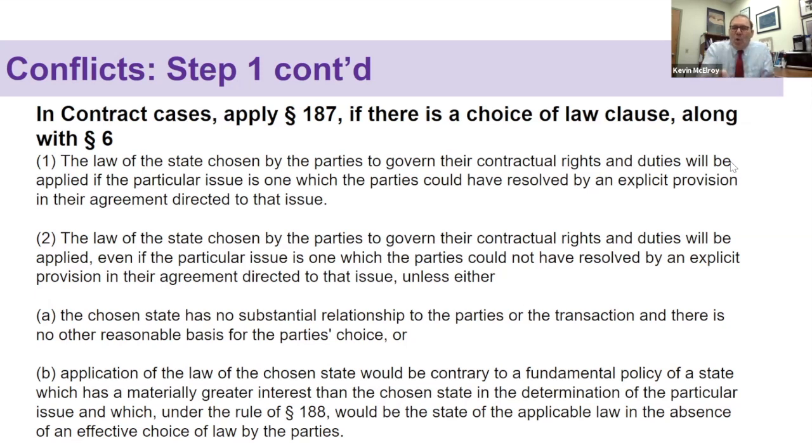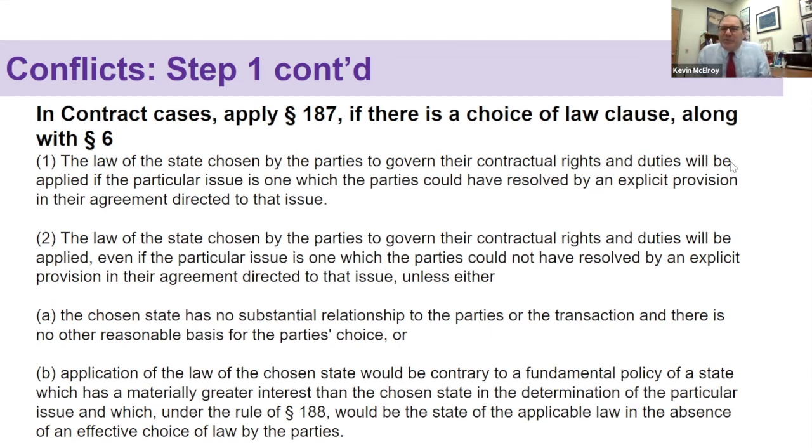Okay? Or, just to be one or the other, the application of the law of the chosen state would be contrary to a fundamental policy of a state which has a materially greater interest than the chosen state. So where everything's happening in Kentucky and Tennessee, they both have a materially greater interest than the state of Washington, where nothing's happening, nobody's from, the commerce doesn't pass through, payments aren't made to or from.